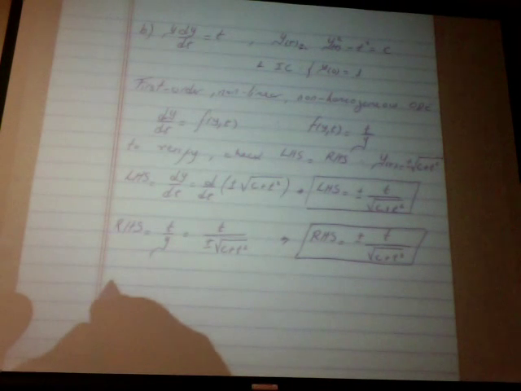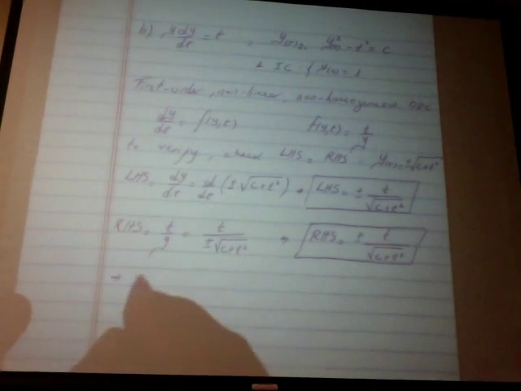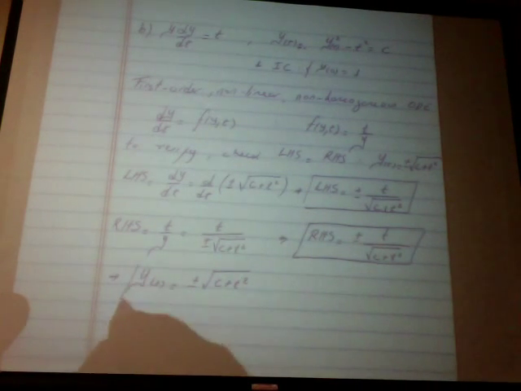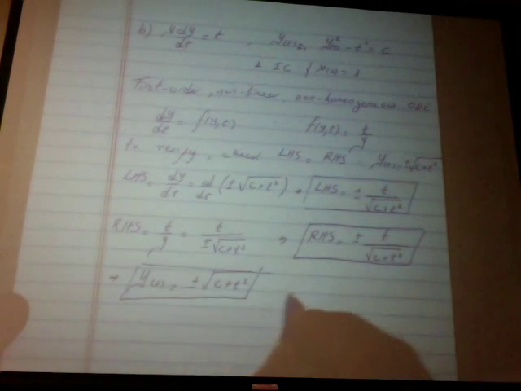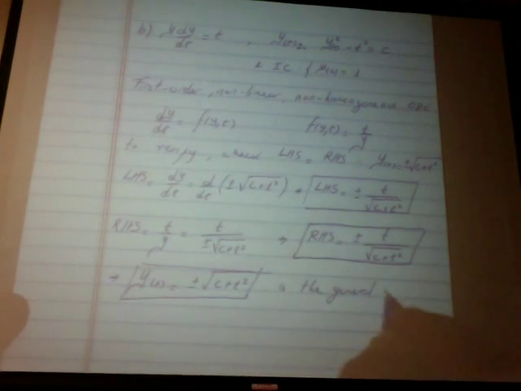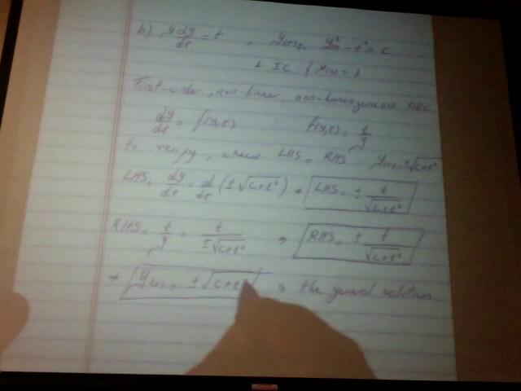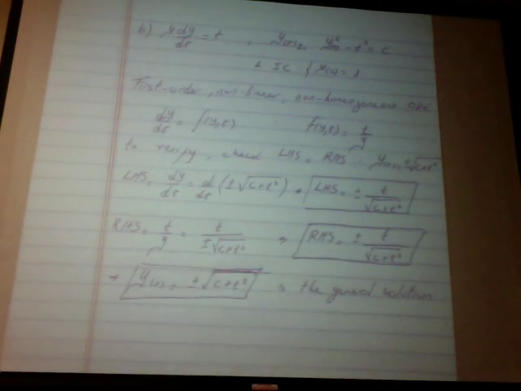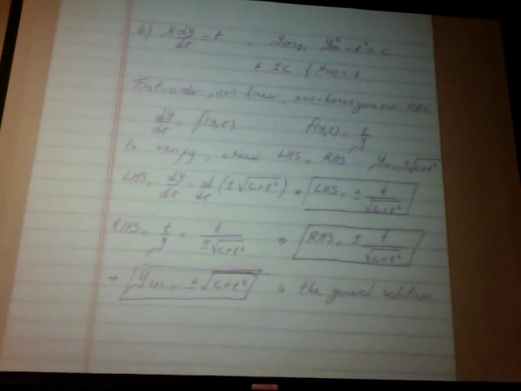So therefore, y of t equals plus minus square root of c plus t squared is the general solution. Again, it's not a particular solution, or it's not the particular solution, it's a family of possible solutions. For any value of c, that would be a possible solution, in addition to the plus and the minus.